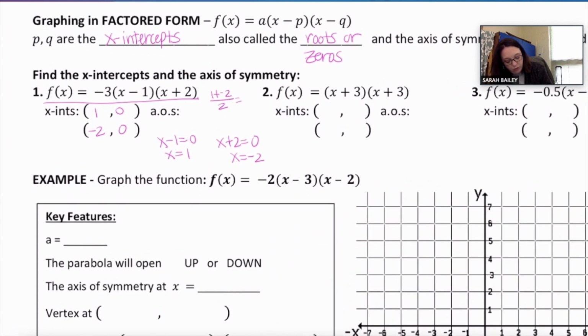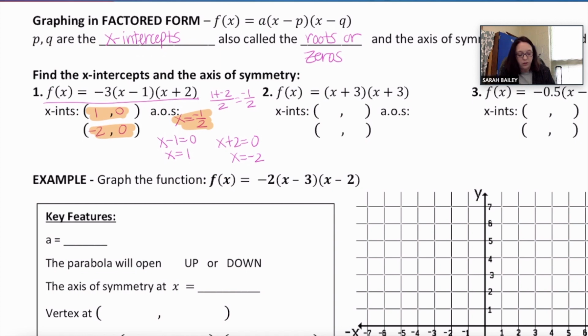and divide by 2. So that's going to be -1/2 is going to be my axis of symmetry, because 1 plus -2 is -1, so -1 divided by 2 is just -1/2. So my axis of symmetry would be x equals -1/2. Let me highlight that.